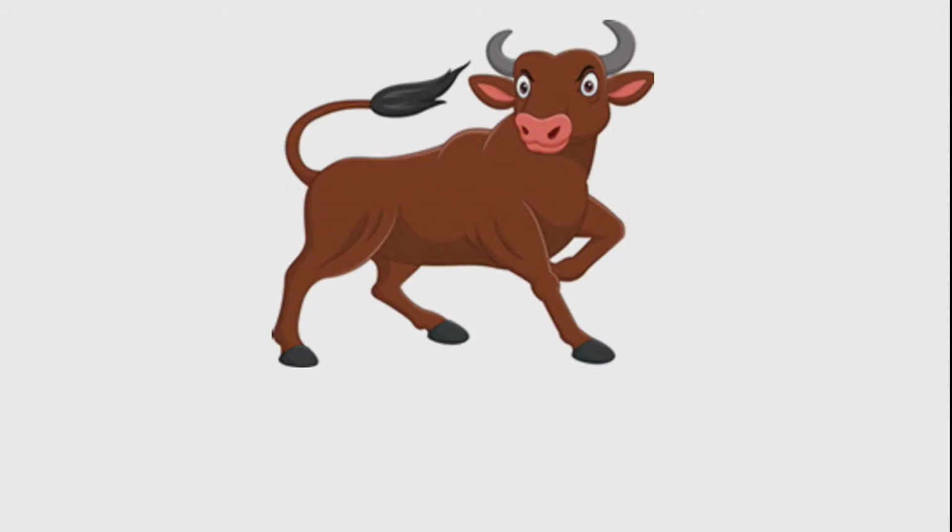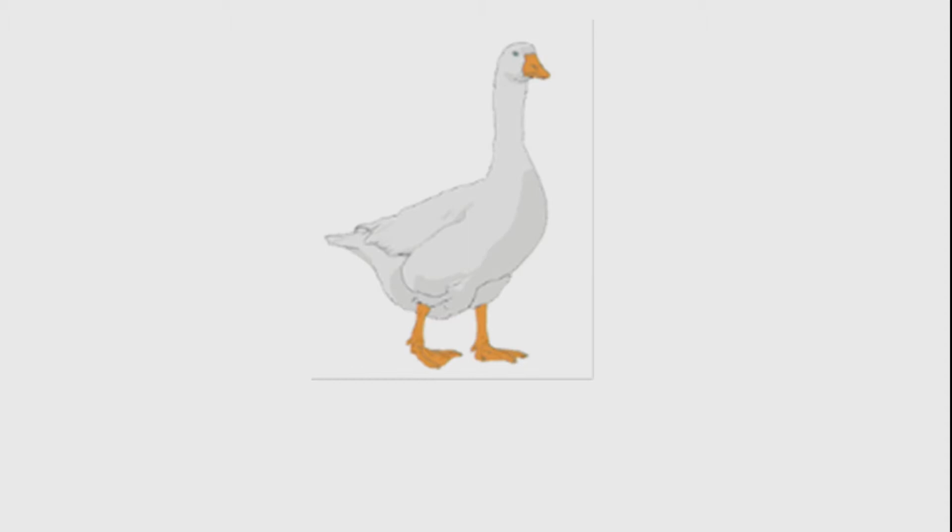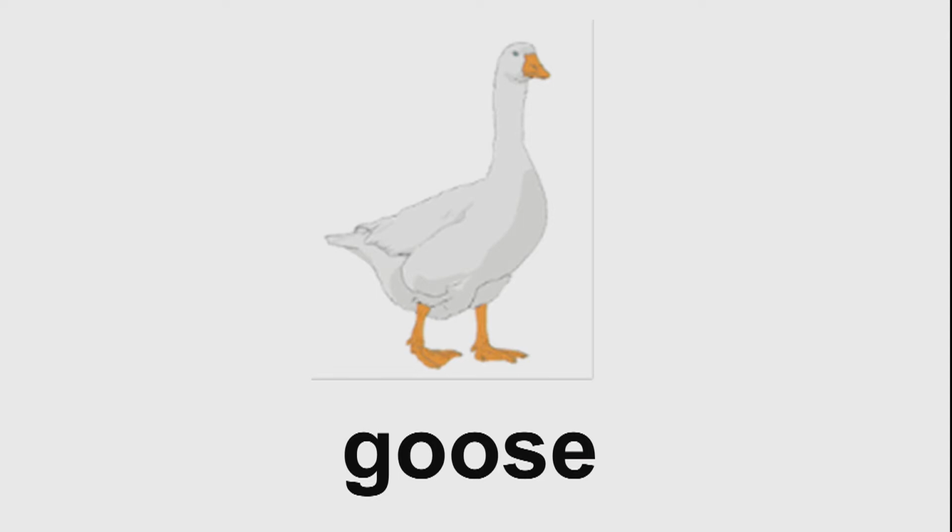Oh, you don't know this animal? Not a problem. Listen and repeat after me. A bull. Bull. Look. B-U-L-L. And this is a goose. Goose. One more time. Goose. G-O-O-S-E. Great.